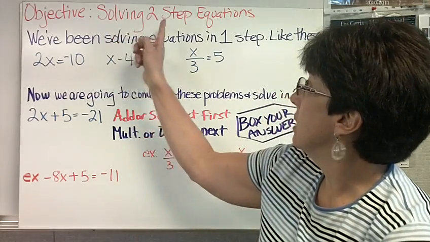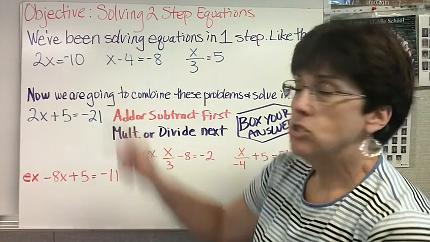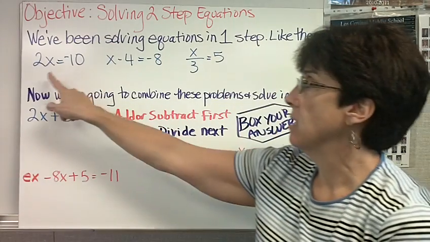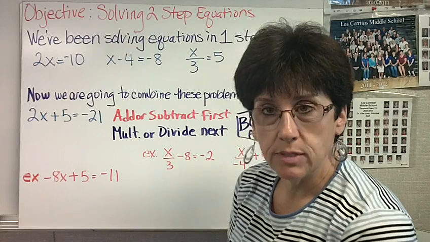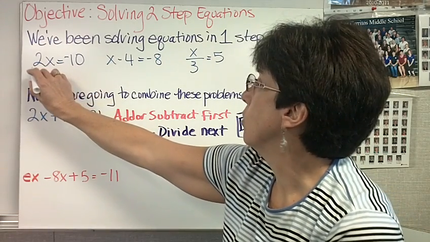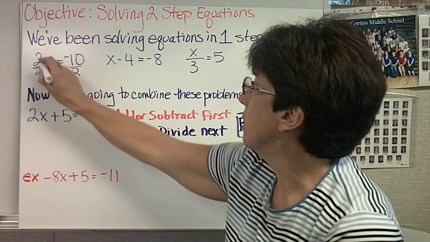Today's objective is solving two-step equations. So we've been solving equations in one step, like this. Our problem was 2 times x equals -10. We do the inverse of multiplication, which is division. Divide both sides by 2.